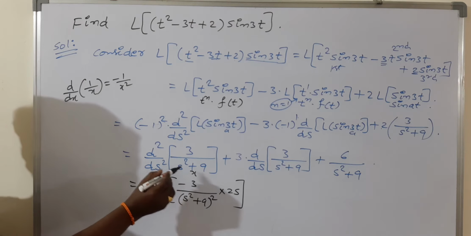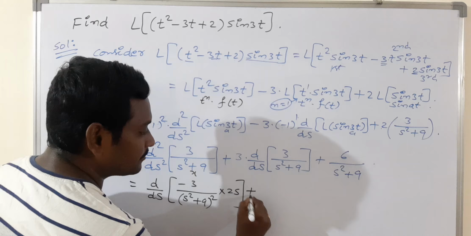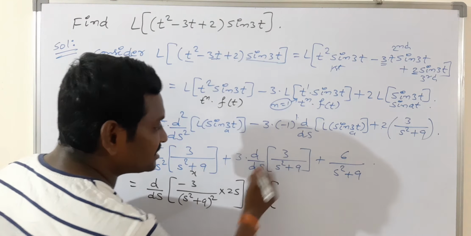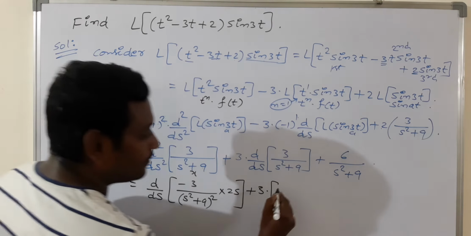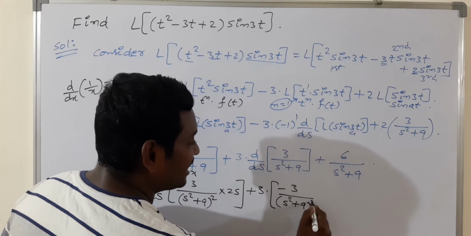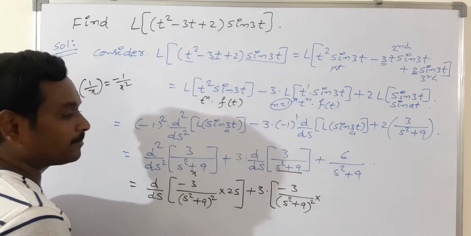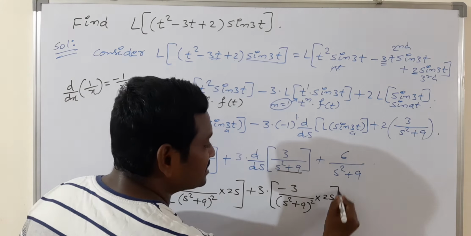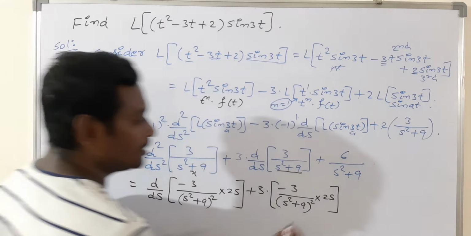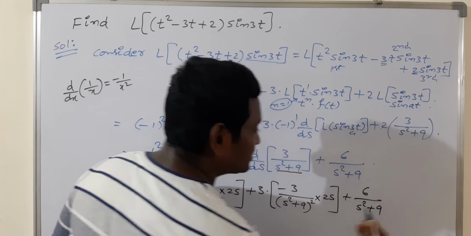The internal derivative for the denominator is 2s, and the derivative for 9 is 0. Plus 3 into, write the similar derivative here also. Minus 3 by (s square plus 9) whole square into the internal derivative for the term s square plus 9, which is 2s. The last term is the similar part, 6 by s square plus 9.